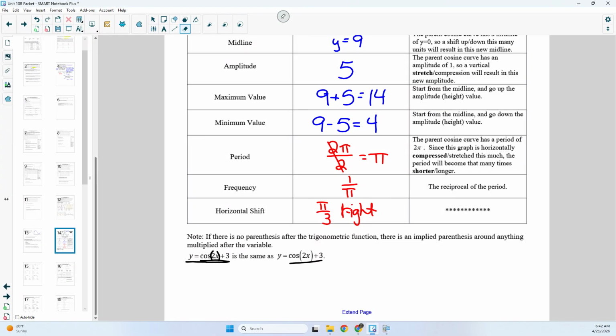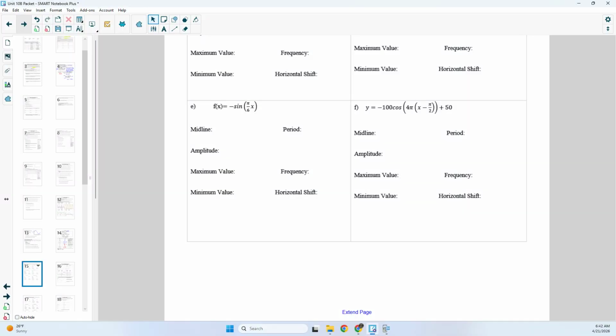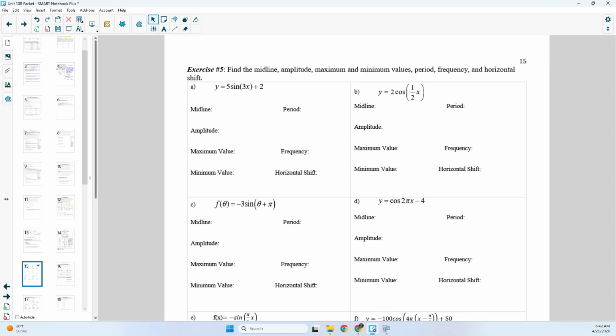So we're going to look at some examples of this on the next page. I'll go slow on the first couple, but then we're going to go a little faster. These are just our different qualities we find from the equation. My midline here is 2. My amplitude is 5, the absolute value of A. Max is to go up 5, min is to go down 5. So we have 7 and -3.